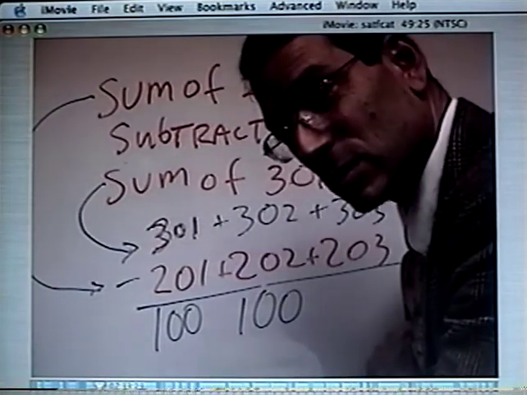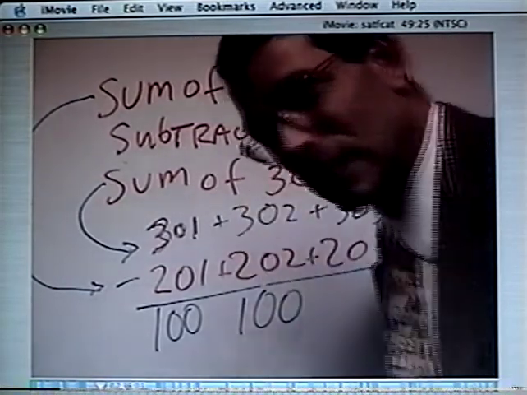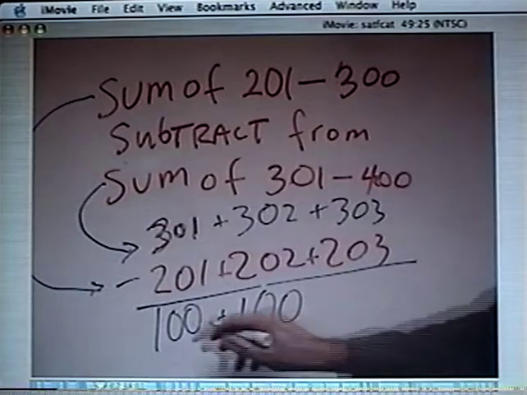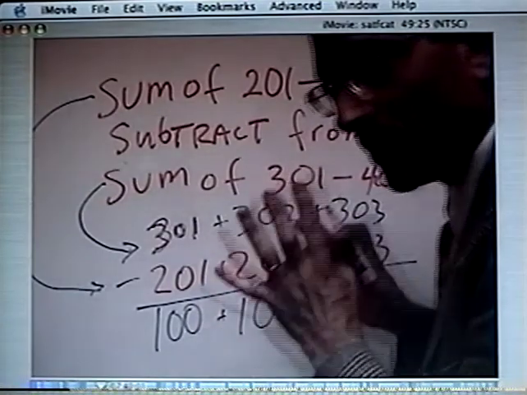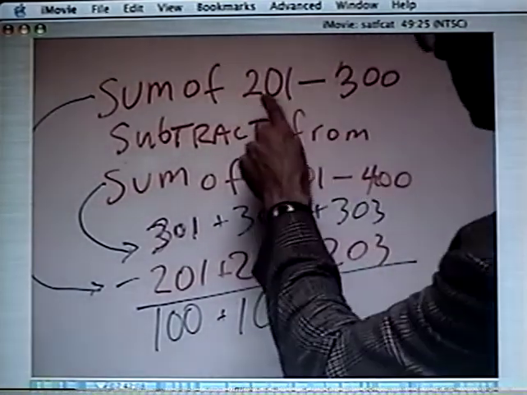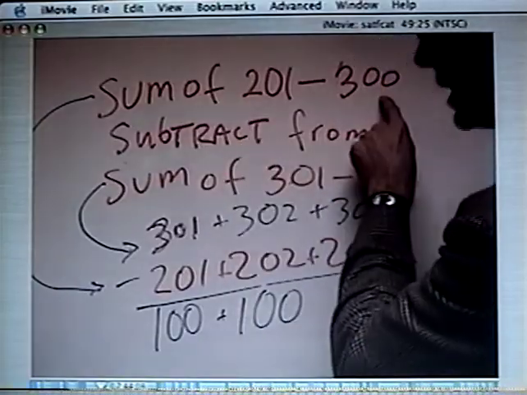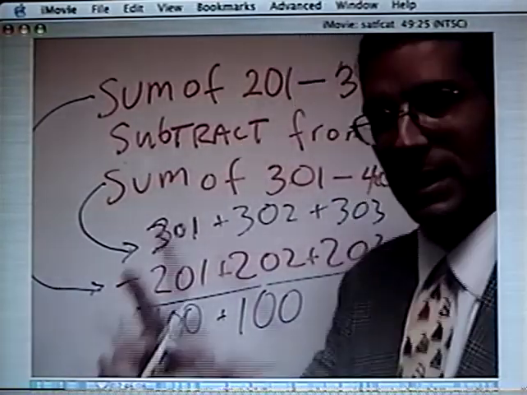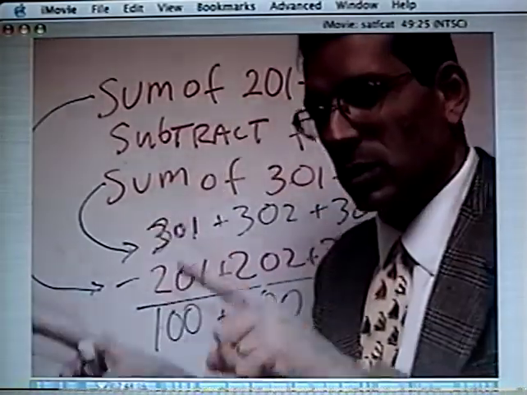Do I have to do the next one? I don't think so. You see it in your mind. So now we just have to count. How many numbers are there from 201 to 300? Well, you have to think this through. Is there 100 or 101?